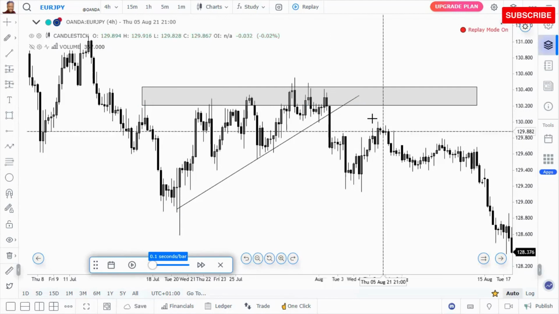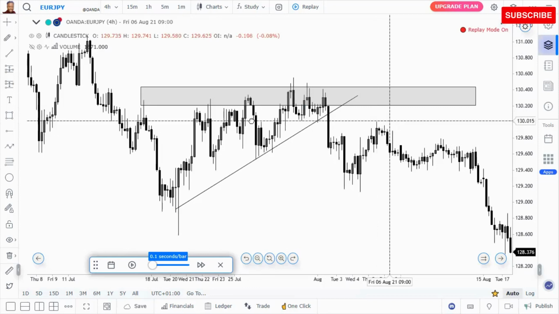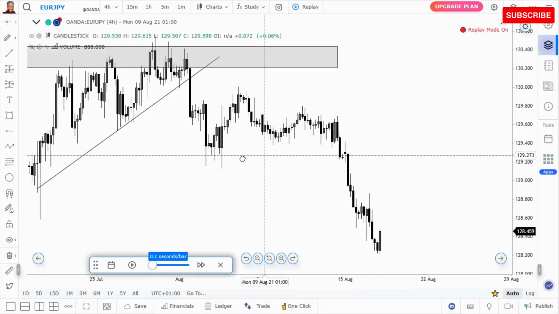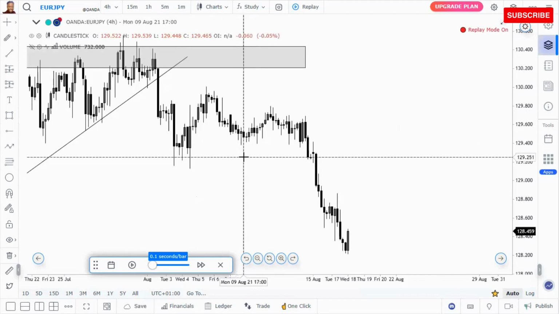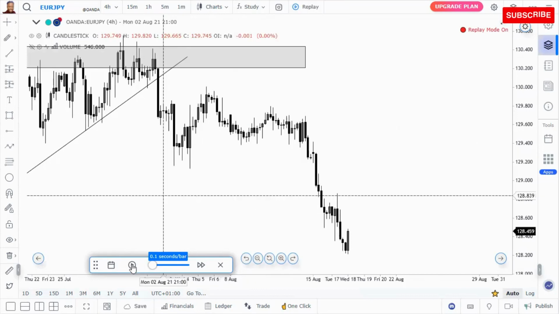So we didn't quite get tapped in. But the most important thing is that the bias was right. We knew that the market was going to sell. But now, at what point or where are we willing to enter this market? That's a decision that you have to make.